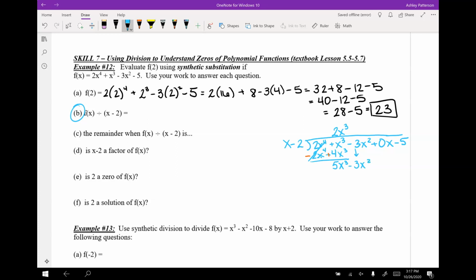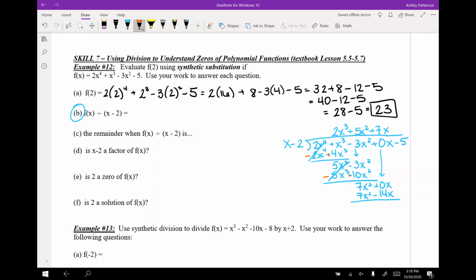So 5x to the 3rd divided by x gives us a positive 5x squared. Multiply the 5x squared to the binomial. We get 5x to the 3rd minus 10x squared. Subtract or change the signs. So then we end up with 7x squared. Bring down the placeholder. 7x squared divided by x gives us a positive 7x. Multiply it through. 7x times x is 7x squared. 7x times negative 2 is a negative 14x.